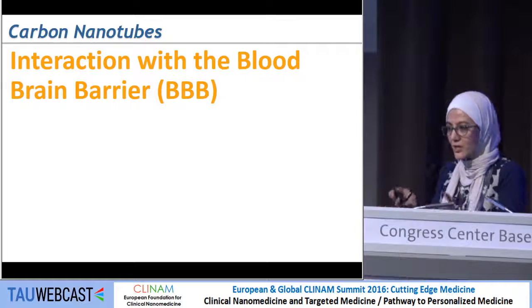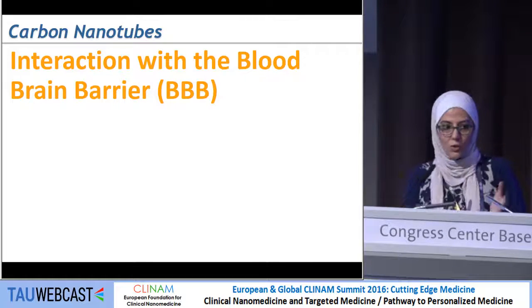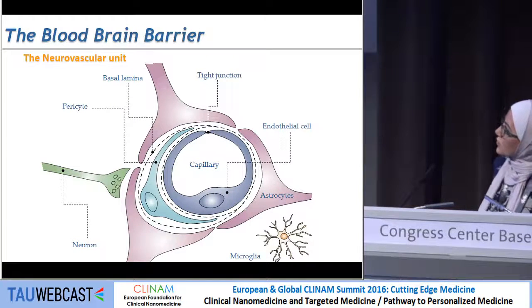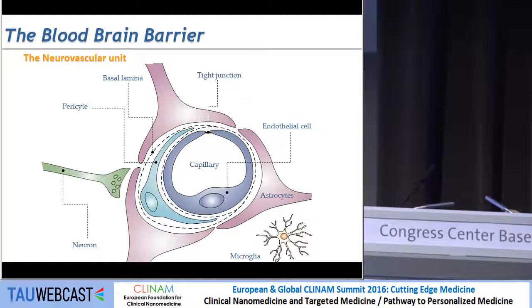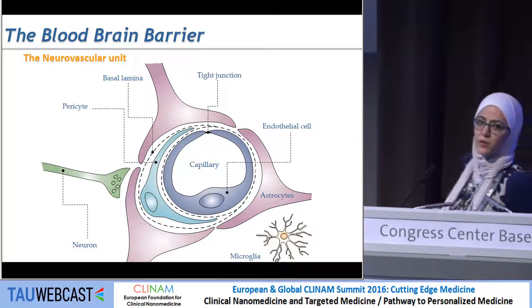Going from cell-level imaging to whole brain imaging is quite challenging, because you can see the blood-brain barrier, represented by the neurovascular unit, has many layers. You have the endothelial cell, which is just a single layer with prominent tight junctions that makes the crossing of many molecules quite challenging.